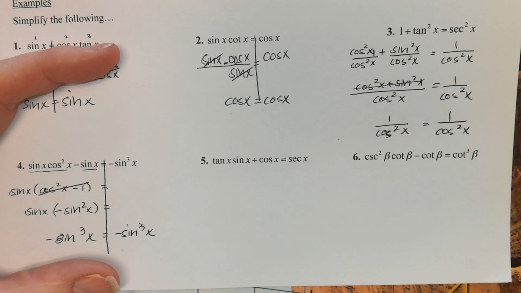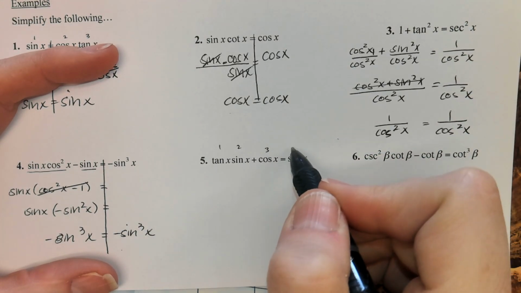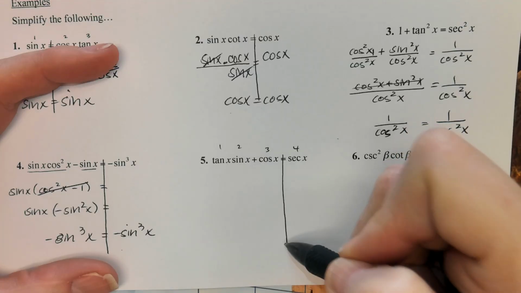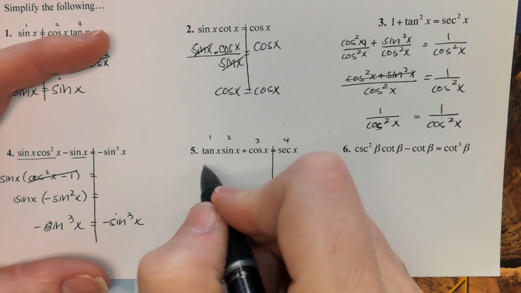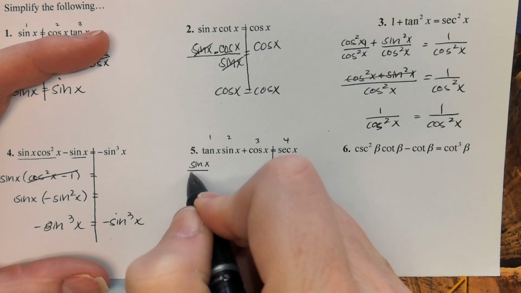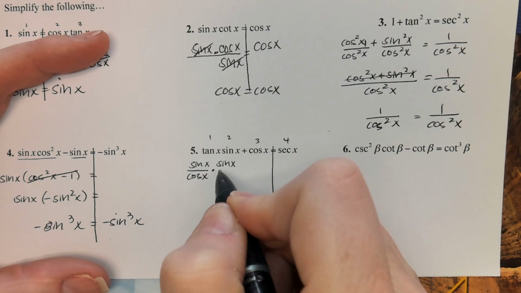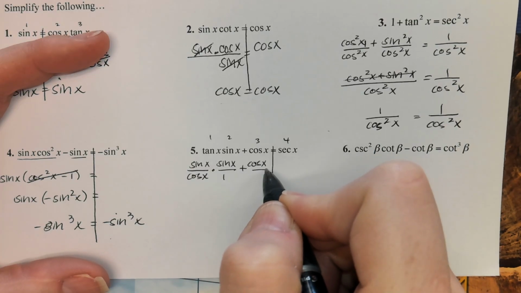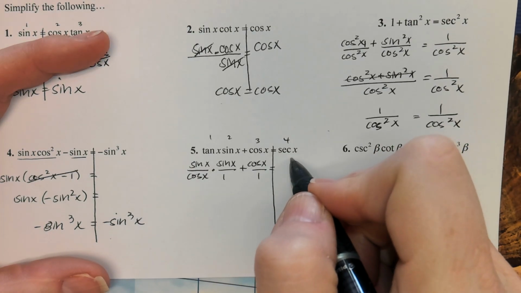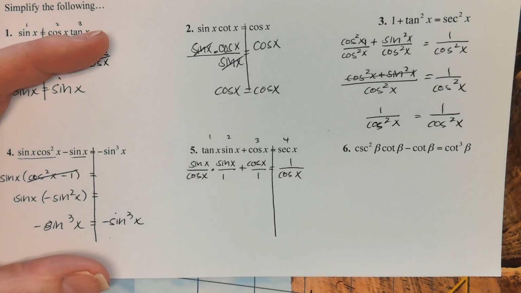Two more. Number 5. I have got 4 different trig functions. That's a lot. This is one of those cases where you want to get it down to 2. That's way too much stuff going on. So tangent is going to be sine over cosine times this sine function. Make sure you keep it up top or put a 1 underneath it so you remember. Then a cosine. You can put a 1 underneath that one. And then secant is 1 over cosine. So at least now everything is in 2 trig functions.